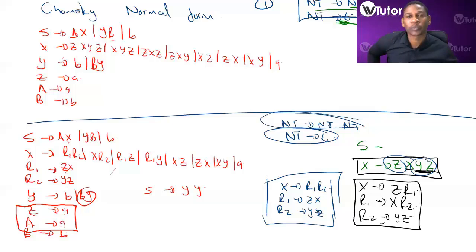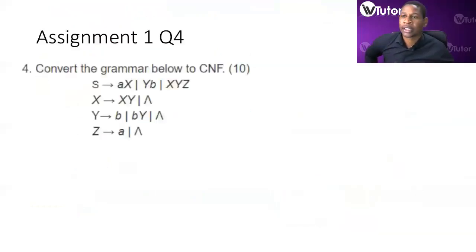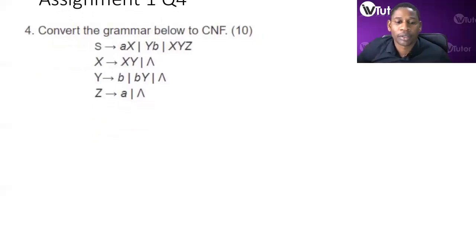All right. Cool. So let's do the assignment question 4. So this is assignment 1. Convert the grammar below to Chomsky normal form, and that's for 10 marks.